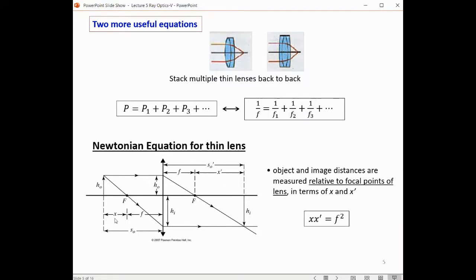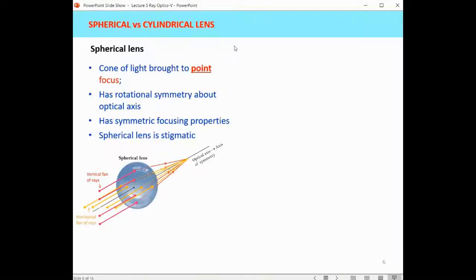And you'll find that x multiplied by x prime will be equal to the square of the focal length. Here we will compare the spherical lens and the cylindrical lens. For the spherical lens, we have this beam that's incident on the lens will then be brought to a point focus, and it has rotational symmetry about the optical axis. This will provide symmetric focusing properties. We can say that the spherical lens is stigmatic.